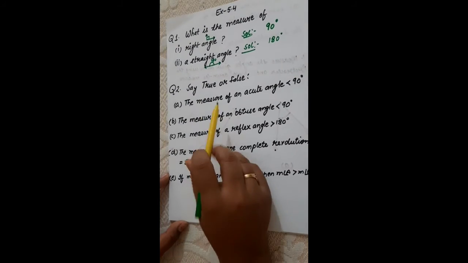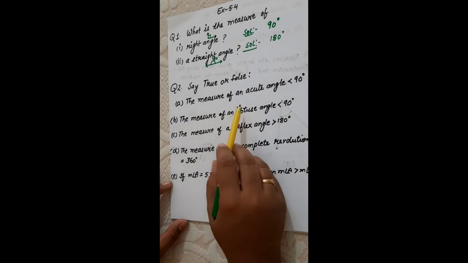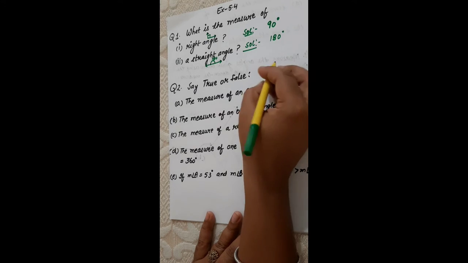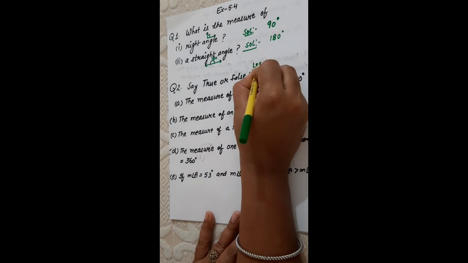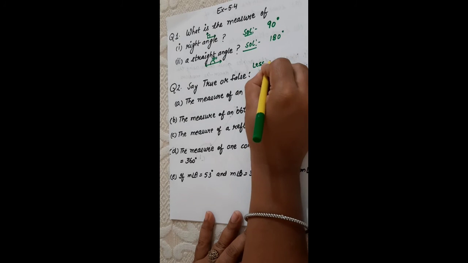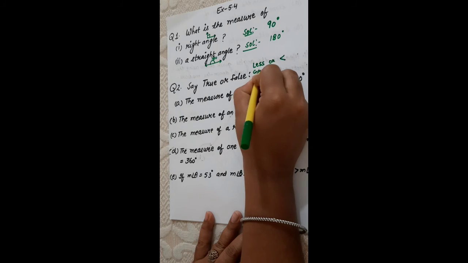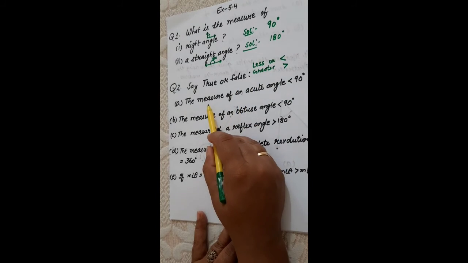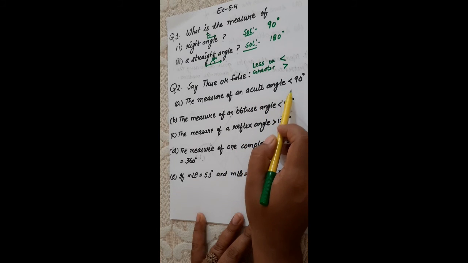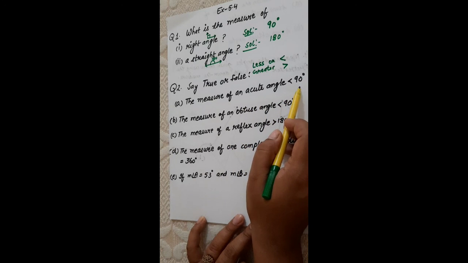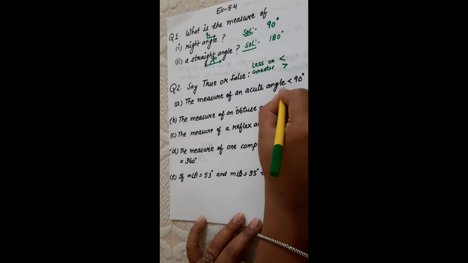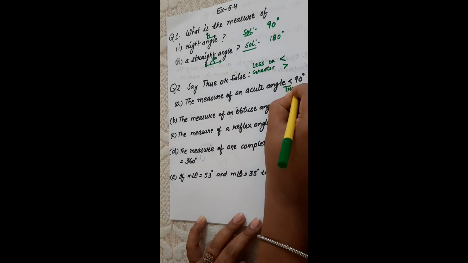The next we have, say true or false: the measure of an acute angle is less than 90. This symbol is for less. To recall this, L for less, the symbol for less is this, and then we have greater, and the symbol for greater is this. Now here we have the measure of an acute angle less than 90, and we know that the measure of an acute angle is always less than 90, so this is true.